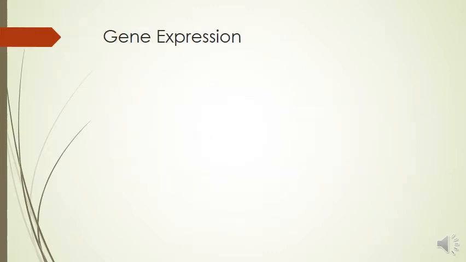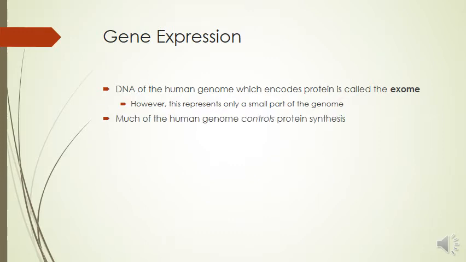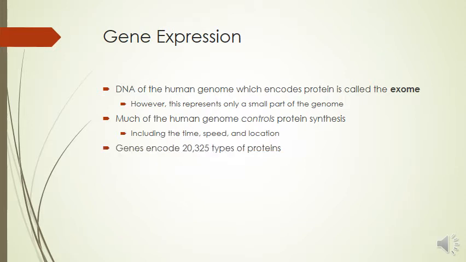The genetic information is contained in the DNA in the chromosomes within the cell nucleus. Protein synthesis, the process through which the information encoded in the genome is actually used to specify cellular functions, takes place in the cytoplasm. The DNA of the human genome which encodes the protein is called the exome. However, this represents only a very small part of the genome. Much of the human genome controls protein synthesis, including the time, speed, and locations. The genes encode a little over 20,000 types of proteins.